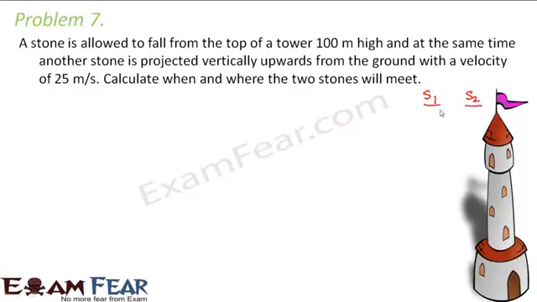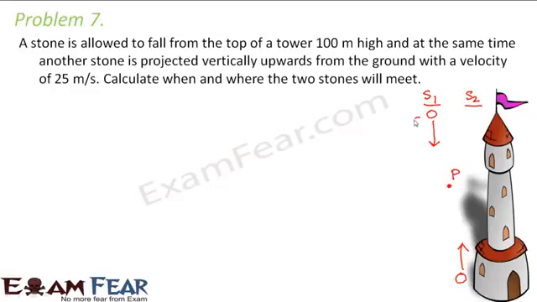So for the first stone, it says that the stone is thrown from the top of this tower. So that means that this stone is going down. For the stone S2, the stone is projected vertically upwards in this way. Now we have to calculate the point where these two stones will meet. So let us suppose that the two stones, this is coming down, this is coming up, meet at point P.